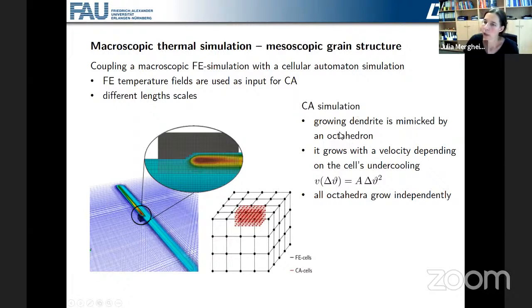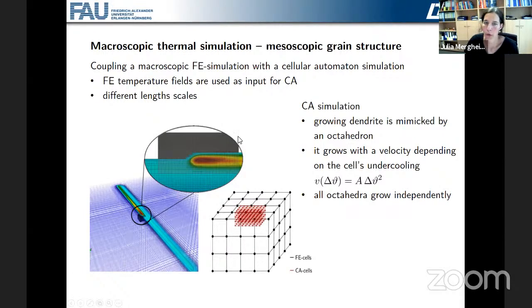In the CA simulation, the growing dendrite is mimicked by an octahedron, and it grows with a velocity that depends on the undercooling of the particular cell. Here, such a quadratic function is used where A is a parameter that can be chosen. And all the octahedra grow independently.